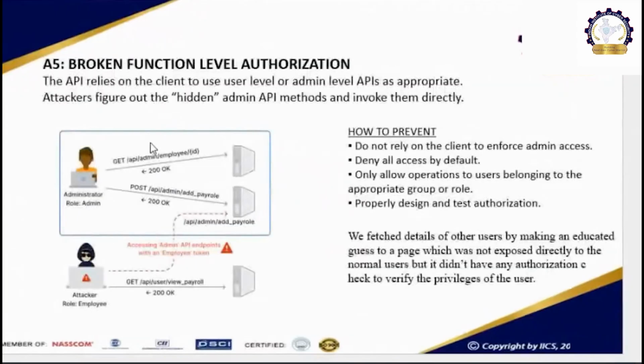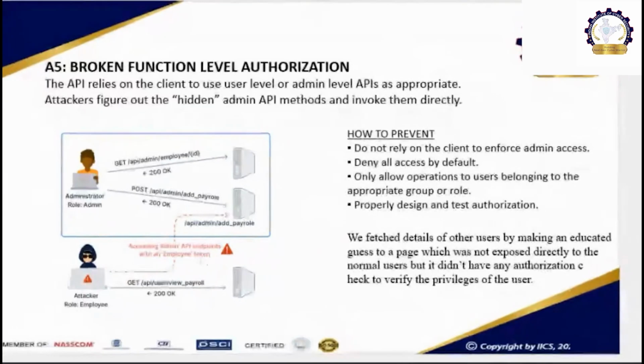And next we have broken function level authorization. In A1 we had broken object level authorization, and next we have broken function level authorization. Now you can see the API relies on the client to use the appropriate user level or admin level APIs. So now we will try to fetch details by logging in as some other user. That's all. We will see the lab here again, then I will come to the slide again to explain that lab.